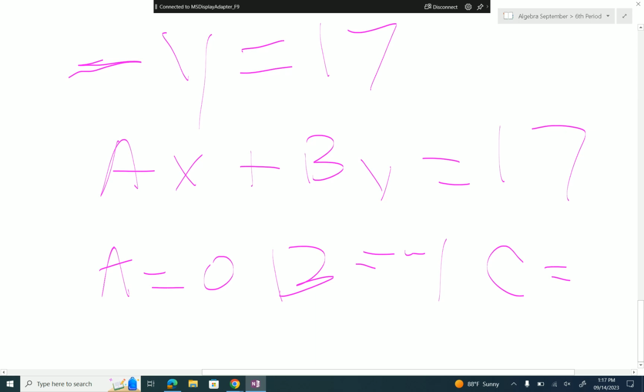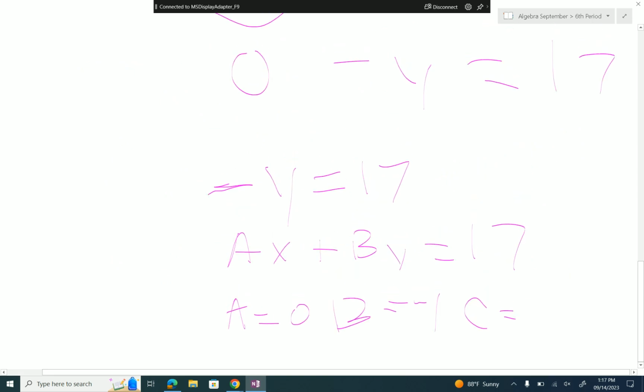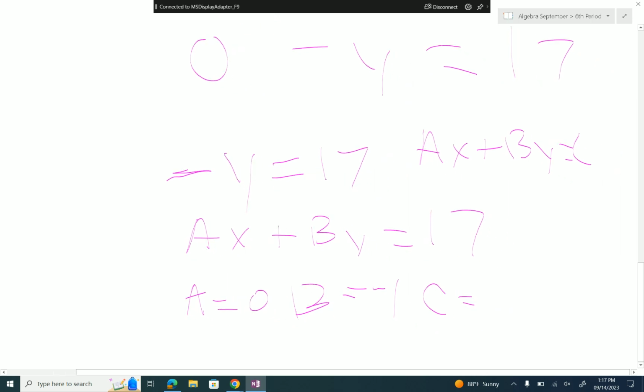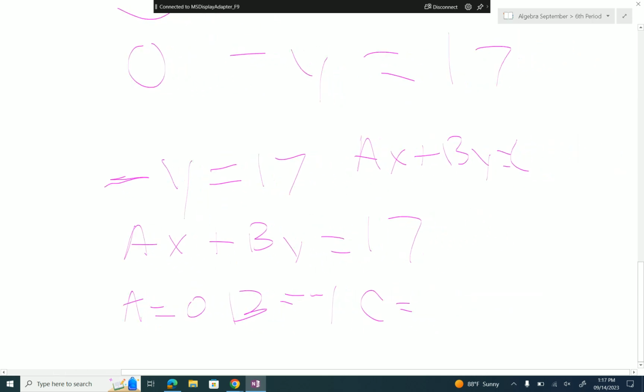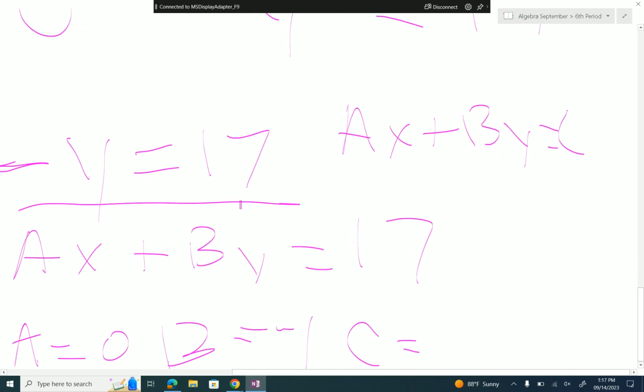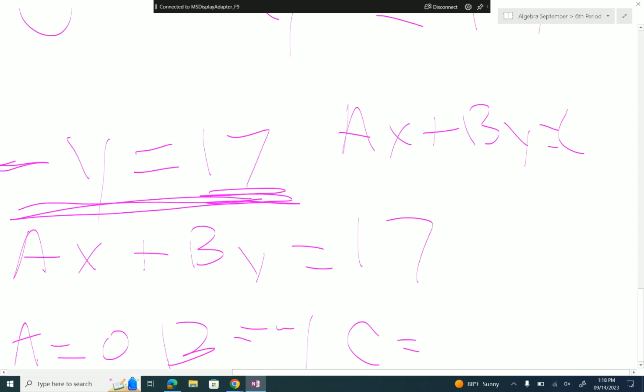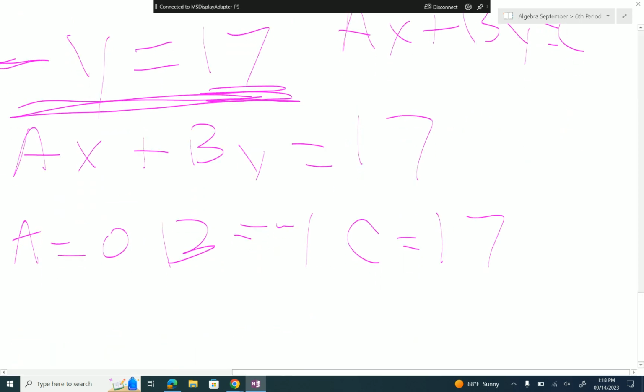Carlos, what's my c here? What's my constant term? If I got ax plus by equals c. So I'm looking here. I said I had 0 in front of x, negative 1 in front of y. What's on my other side of the equal sign? Trevor, what do you think? What's my c? 17. So I got 17.